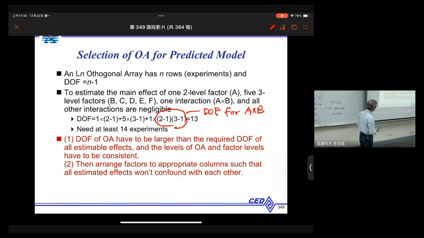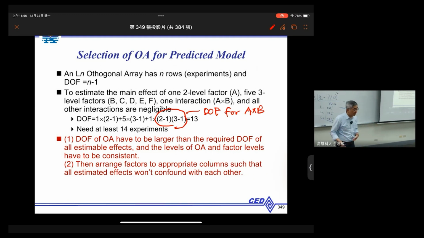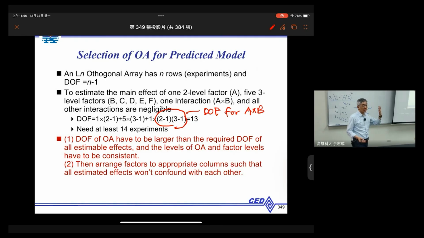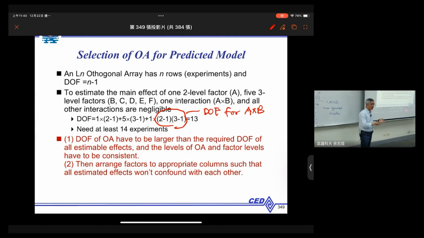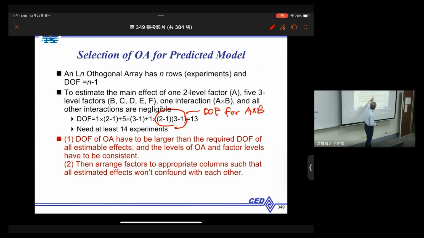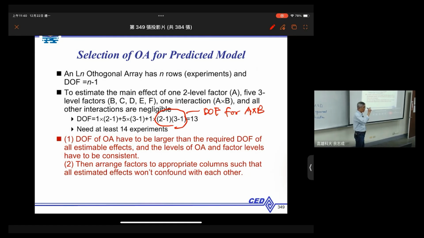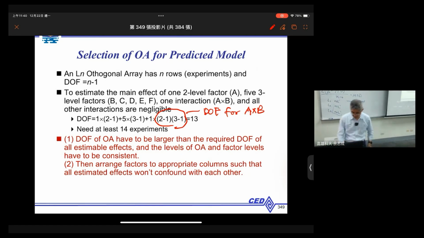It will be a 13. And your experiment has to be more than 14 experiments. You have to have more than 14 samples, 14 experiments in your orthogonal array in order to estimate all the effects, main effects and the interaction effects. So this is what it said. The OA has to be larger than the required degree of freedom. And you have to make sure that the level is consistent. 2 level in 2 level columns, 3 level in 3 level columns, right? Okay, let's stop here. Any questions?